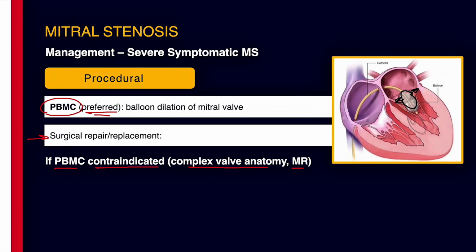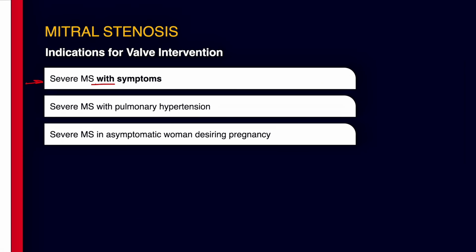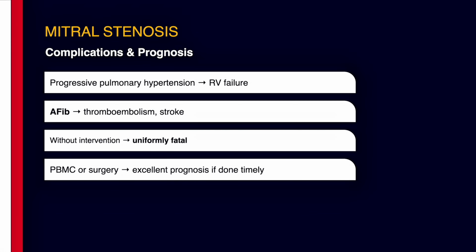So indications for valve intervention: 1, severe MS with symptoms; 2, severe MS with pulmonary hypertension; 3, severe MS in an asymptomatic woman planning pregnancy, okay? So these are all situations where early valve intervention improves outcomes even before EF or LV function declines, okay? Complications: if left untreated, mitral stenosis leads to progressive pulmonary hypertension and right-sided heart failure. As the left atrium enlarges, the risk of developing atrial fibrillation goes up, and once AFib sets in, the risk of thromboembolism and stroke increases significantly. Without intervention, severe mitral stenosis is uniformly fatal, okay?